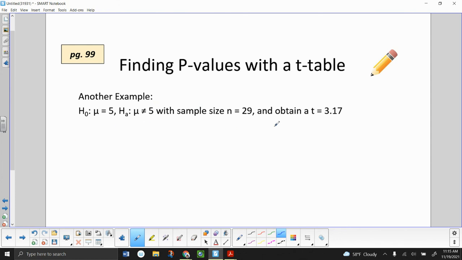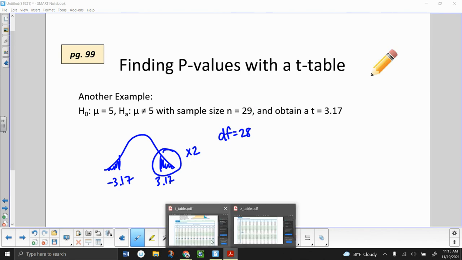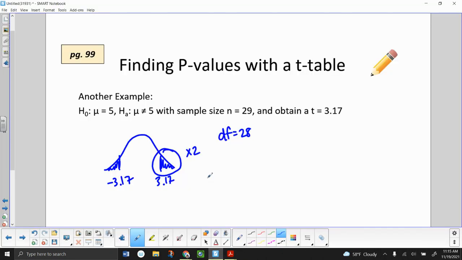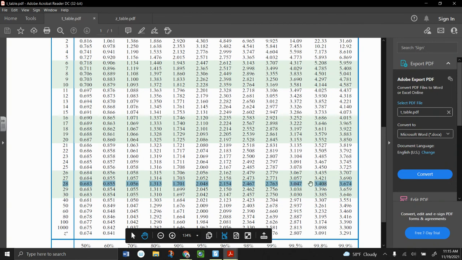All right, one more example, finding a test statistic. So here's what we're looking at, a sample size, and a test statistic of 3.17. But since we're looking at not equal to, we're looking for both of these areas, which means we're going to find this one and multiply it by 2. So degrees of freedom is going to be 28. So we're going to look at the row of 28. Okay. And we're going to find where 3.17 is between which two test statistics. 3.17 is going to be between these two test statistics, which we look up.